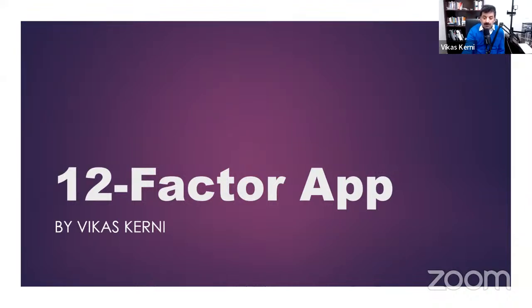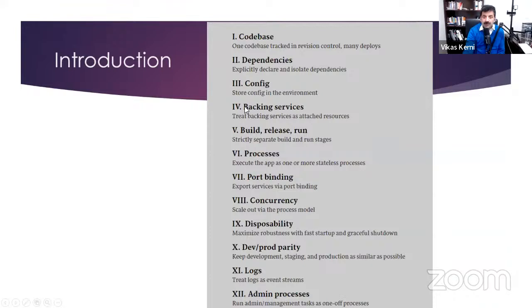So the 12-factor app is a methodology where they have come up with 12 rules. These are the summary of the rules. We'll go through each factor one by one.